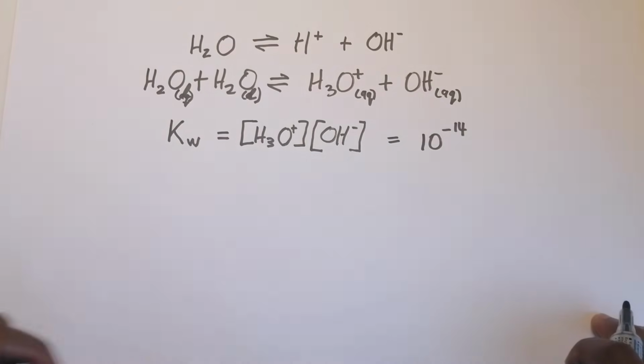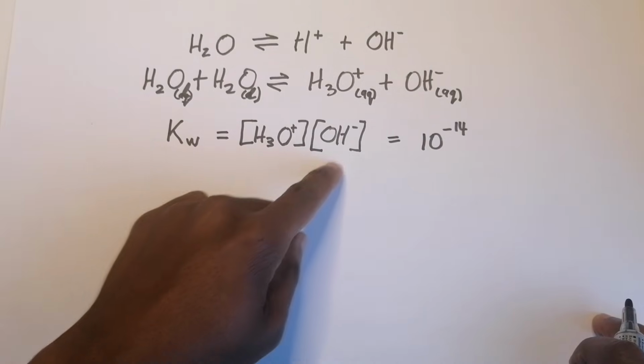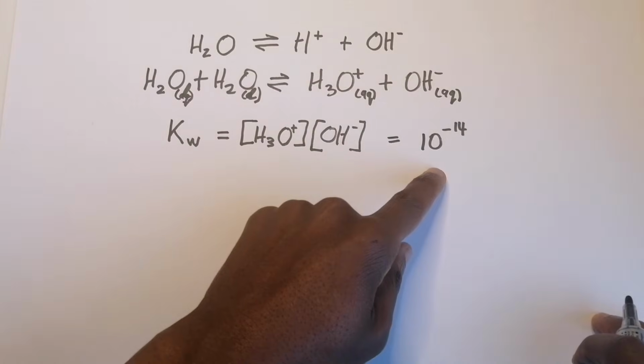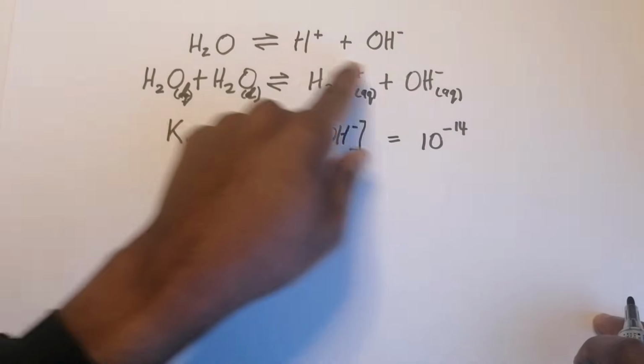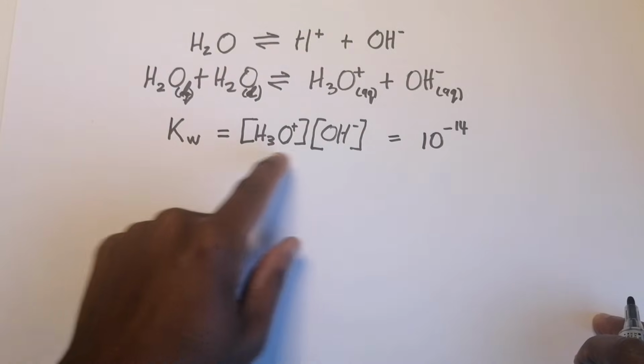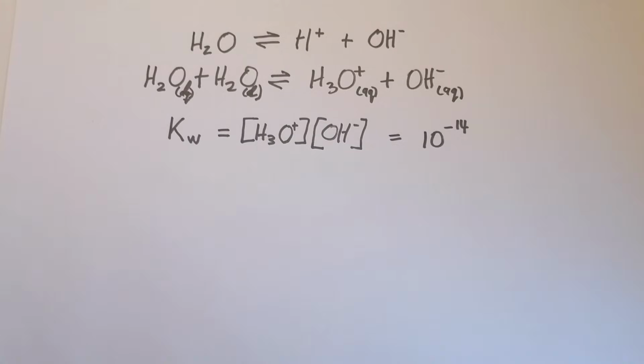And by the way, this is where this comes from. Remember that the concentrations of H3O+ and OH- will give us 10 to the minus 14. Because you've got equal amounts of each, that's where 10 to the minus 7 and 10 to the minus 7 came from, and that's why they say water has a pH of 7. But let's not dwell too much on that one.